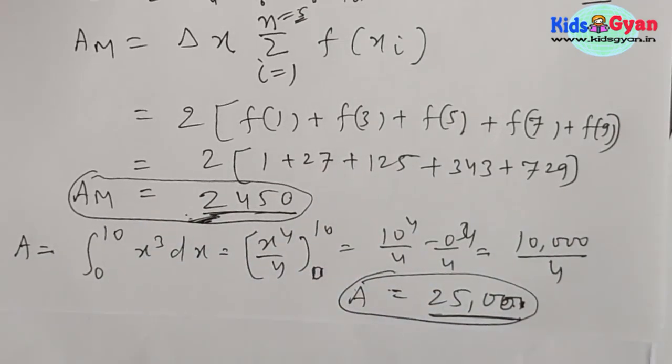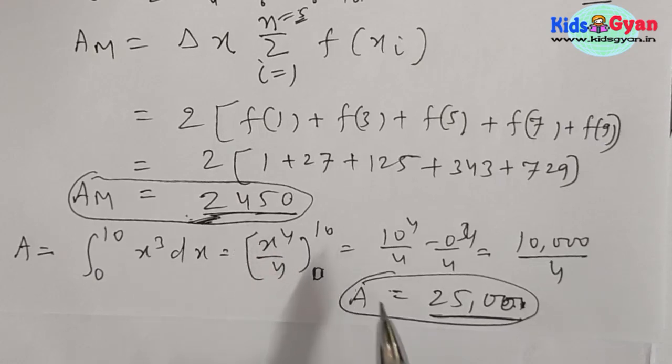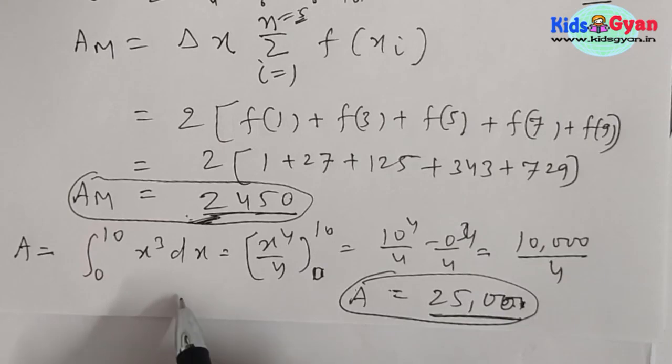So the midpoint rule is a very good approximation to find area and estimate the value of definite integrals. Okay, thank you so much.